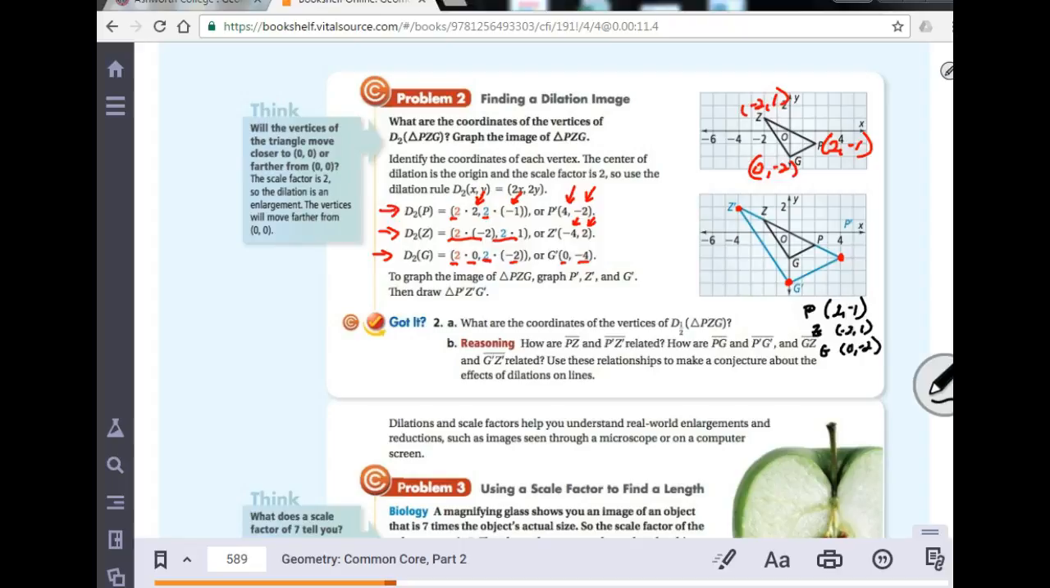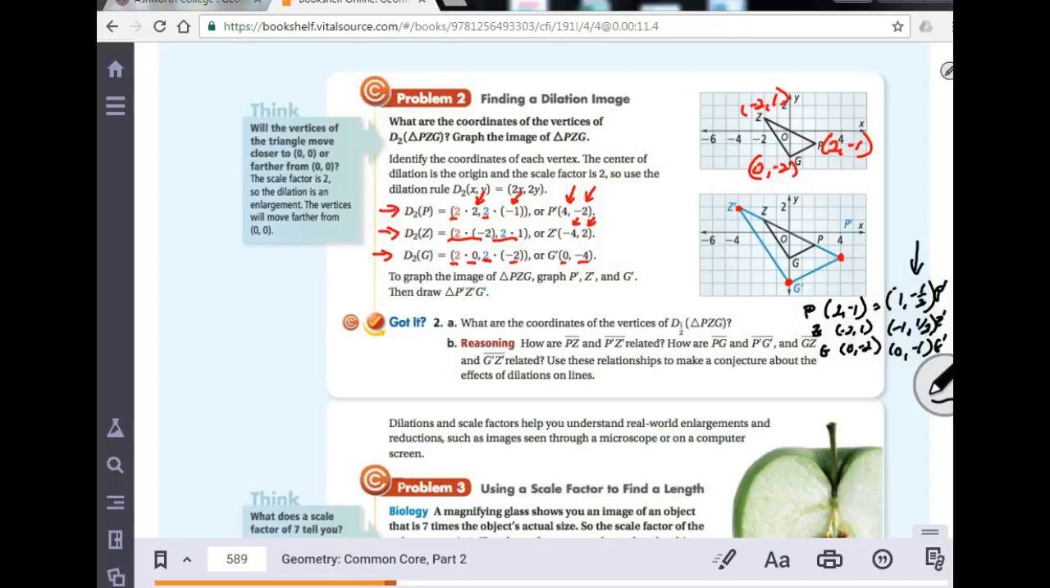If we took each one of those and multiplied those by 1/2, then we're going to end up with 1 and -1/2 for P. For Z, we're going to end up with -1 and +1/2. And then for G, we're going to end up with 0, -1. We simply took each one of the original vertices' coordinates and multiplied those by 1/2, each one. And we come up with our new points, which would be P prime, Z prime, and of course G prime.